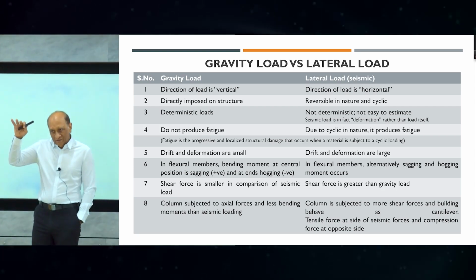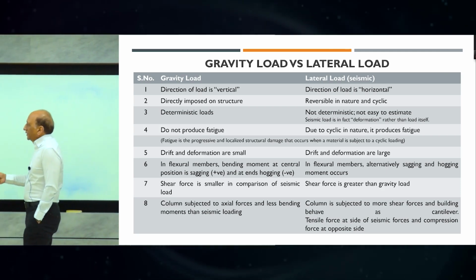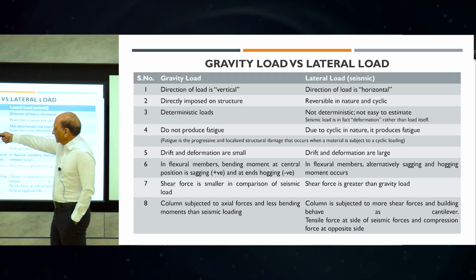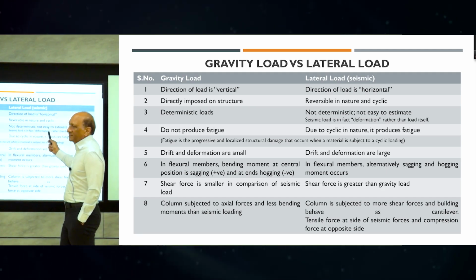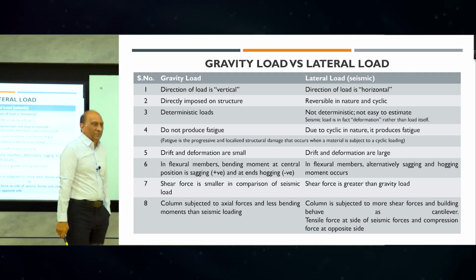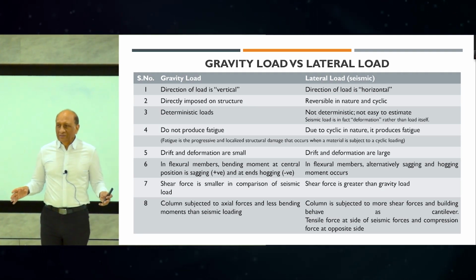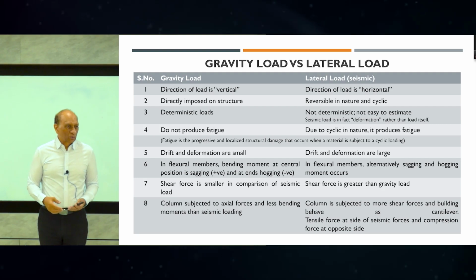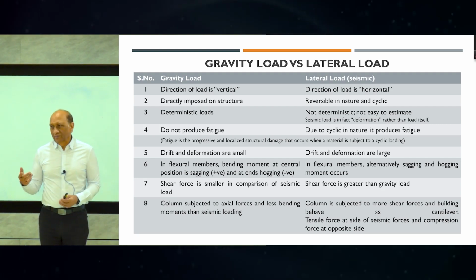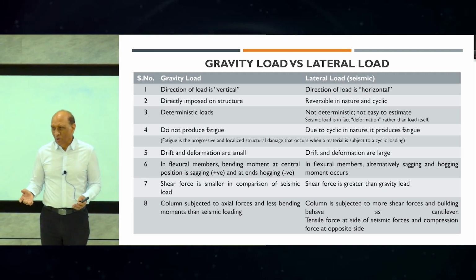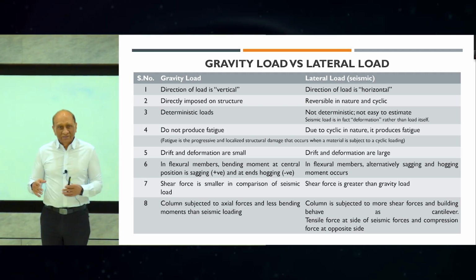So the nature of the lateral load is very different. The gravity load is from the density and applied load. Do not produce fatigue. They can produce fatigue. These are deterministic, not deterministic, not easy to determine. What does it mean, deterministic? Actually, not deterministic, really. For example, we are saying the live load here for this room is 2 kilonewton per square meter or 2.5 kilonewton per person. But how many people are sitting there? How many people can fit here? So it's just an average.